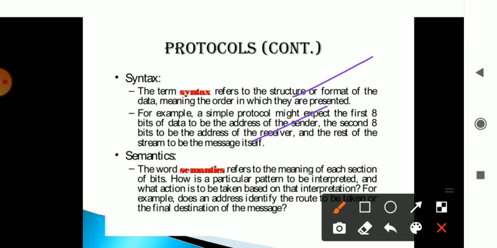Semantics refers to whatever data is being sent. It will be sent in bits. Each bit, what does it mean, what does it consist of, and what action is to be taken on that particular bit, will be cross-checked and referred to. If the bit is correct, it will be passed. If the bit is not correct, those bits are not passed. This is the part of semantics, checking of the bits which are traveling over the network.